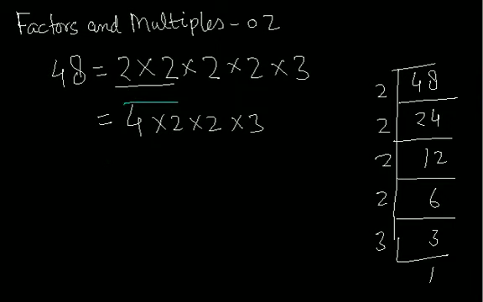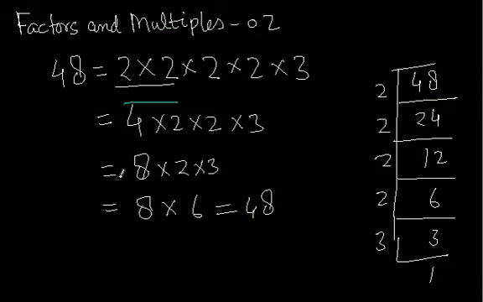So this would become equal to what? It would become 4 2s are 8, into 2 into 3. Now we can multiply 3 into 2, which is 6, and 8 6s are 48. Right? I was just trying to show you that we can write 48 as a product of different numbers.